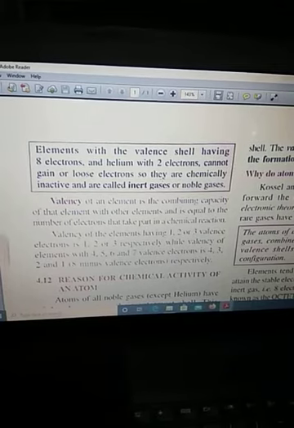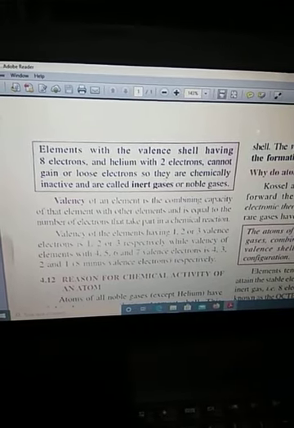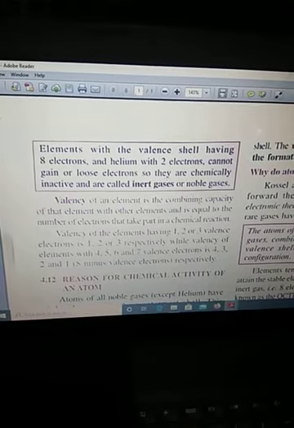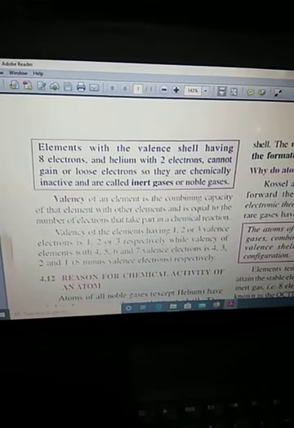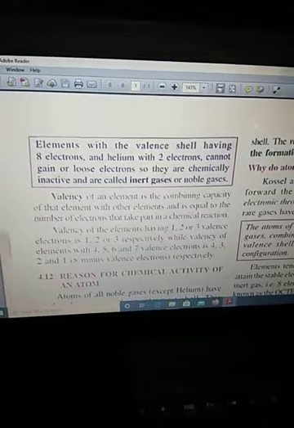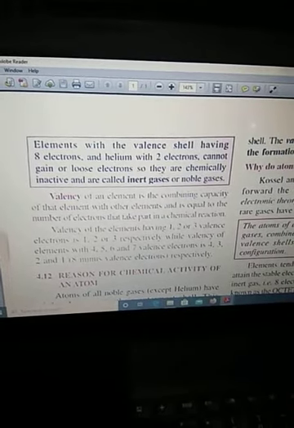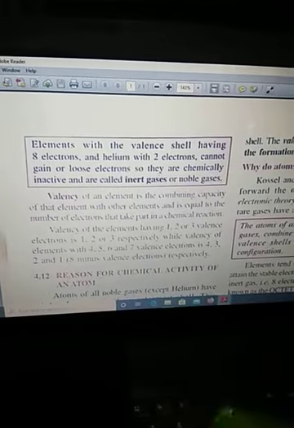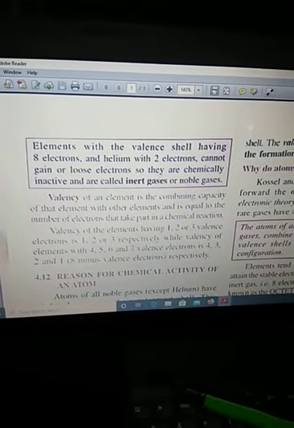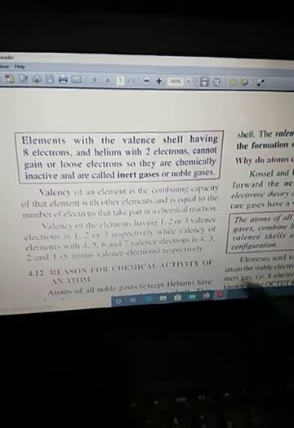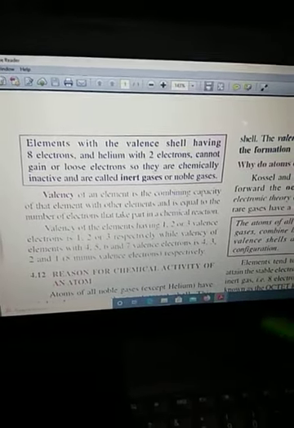Say for example, first we'll discuss valence electron. Valence electron means the number of electrons present in the last orbit or the outermost shell. For example, in case of sodium, the electronic configuration is written as 2, 8, 1, so 1 is the last electron, so the valence electron will be 1.